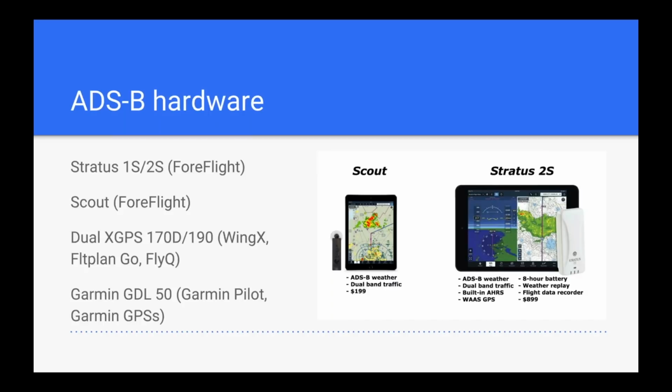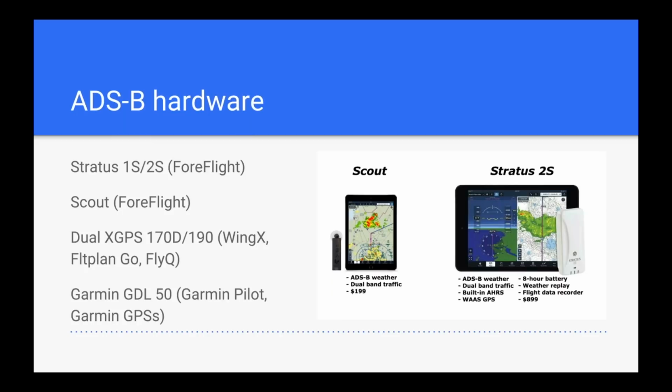Stratus 1S and 2S, those have been the most popular for the last couple years. Stratus 2S in particular, that's on the right of the screen there, and this is really your all-in-one. So it's ADS-B weather. It also has GPS for moving map. It has AHRS for backup attitude. It has a dual band traffic receiver. It has a flight data recorder. Pressure altitude sensor, you name it, it has it. It's all wireless. It has an 8-hour battery built in. So that's really the top of the line, get-it-all option.